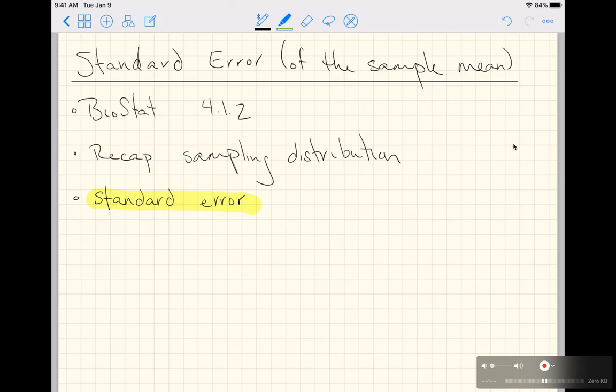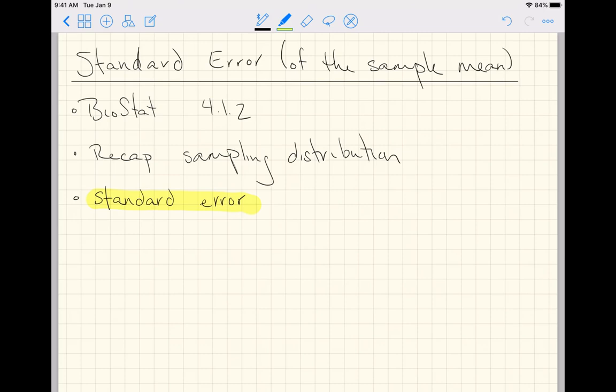This video is going to be about the topic standard error, specifically the standard error of the sample mean. For much of the rest of the class, we're going to focus on the sample mean because we understand the shape of the sampling distribution for the sample mean. That is, the central limit theorem tells us about this. Because we understand the shape of the sampling distribution for the sample mean, via the central limit theorem, we can calculate quantities like this idea of the standard error.